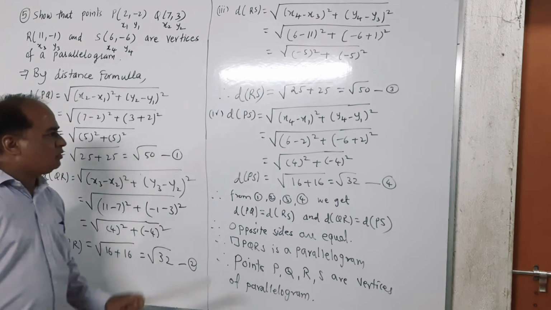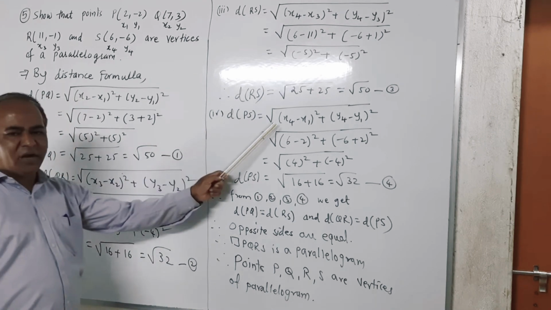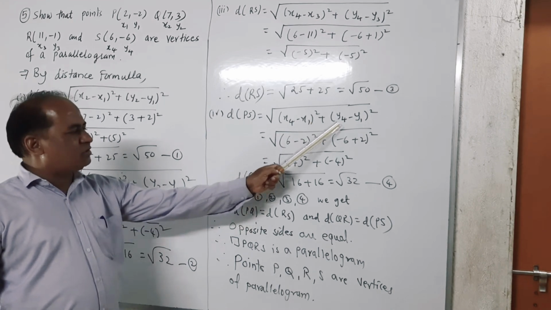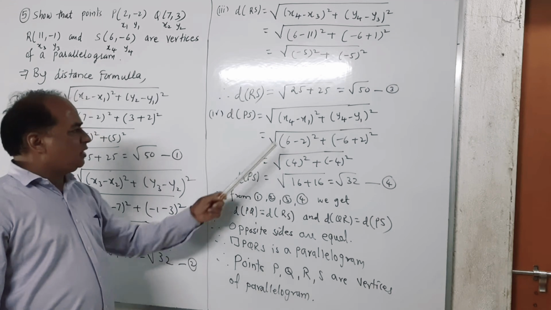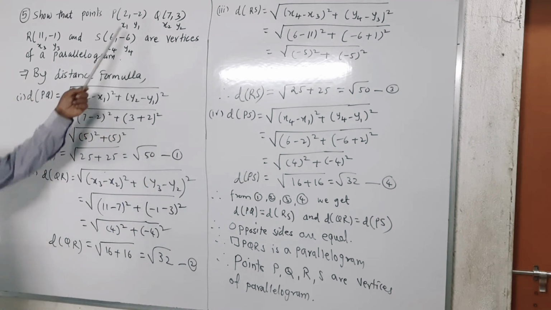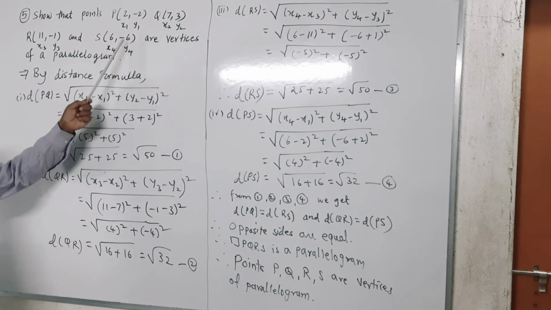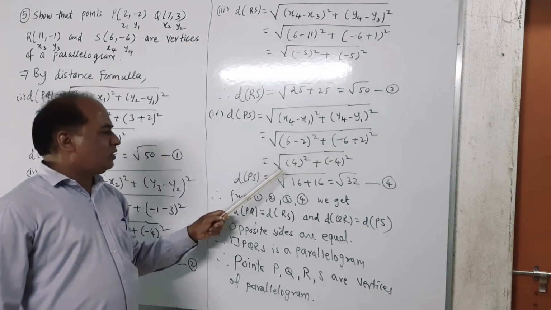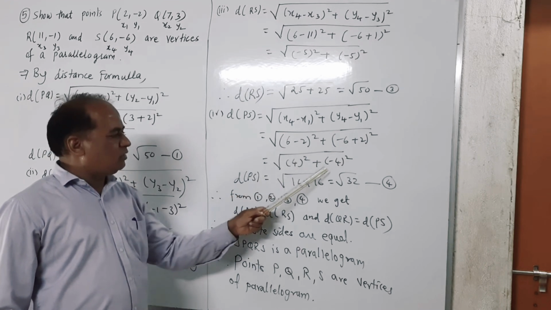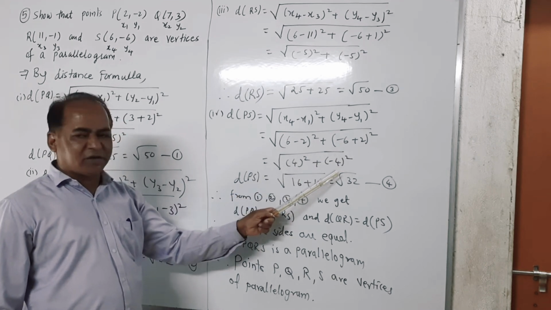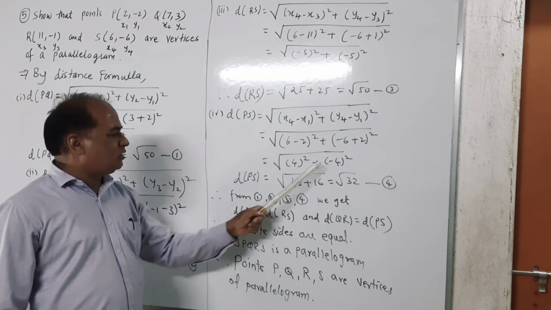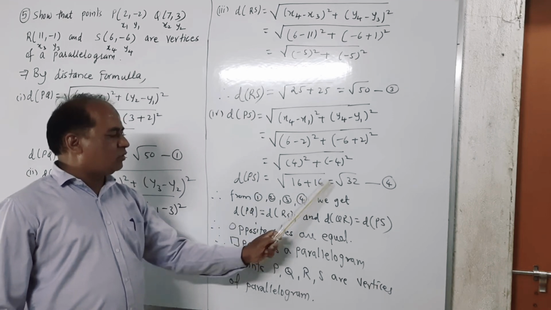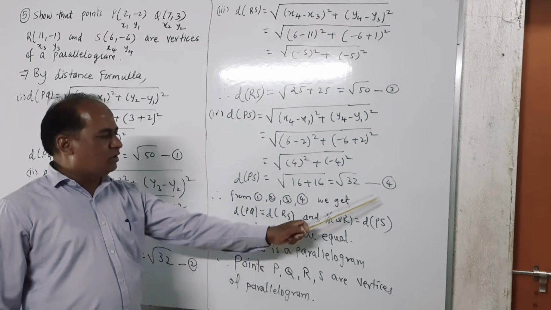Third one. Now distance PS, that is x1, y1, x4, y4. So x4 minus x1 square plus y4 minus y1 square, that is x4 is 6 minus 2 square plus minus 6 minus, which will become plus 2 square, that is 6 minus 2 is 4 square plus minus 6 plus 2 is minus 4 square, 4 square is 16 and minus 4 square is 16. So distance PS is equal to square root of 16 plus 16 is equal to 32, number 4.